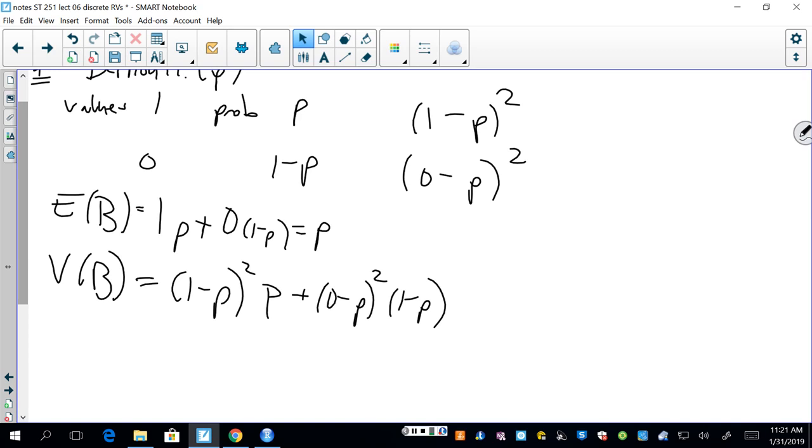I can simplify a little bit, right? 1 minus p squared times p. 0 minus p squared, right? It's negative p squared. The negatives go away, you just get p squared times 1 minus p. Can you simplify that last expression there?